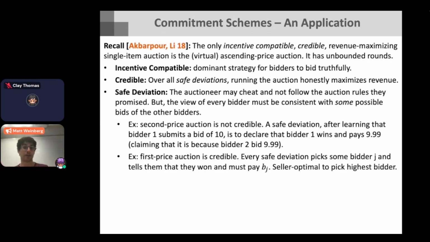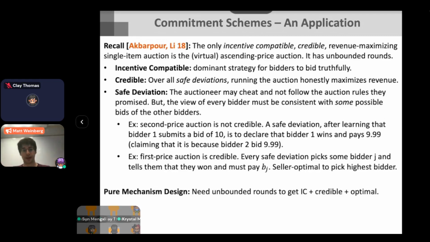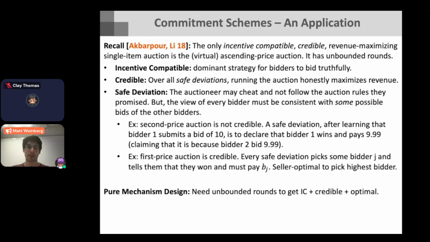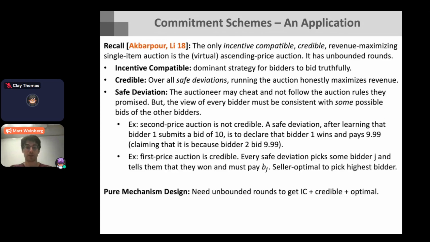The first price auction is credible, right? Every safe deviation has to pick some bidder J and tell them that they won and pay BJ, and the best thing the seller can do is to pick the highest bidder. So what we can conclude from this awesome paper is that if you take a pure mechanism design approach with no cryptography, I'm interpreting part of their result as an impossibility. It says if you want incentive compatibility plus credibility and optimality, then you need an unbounded number of rounds.